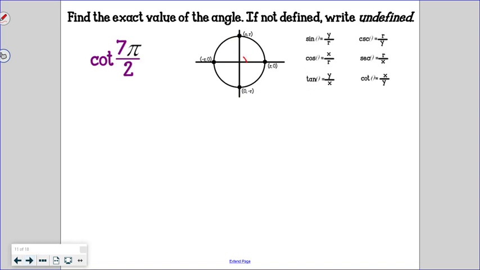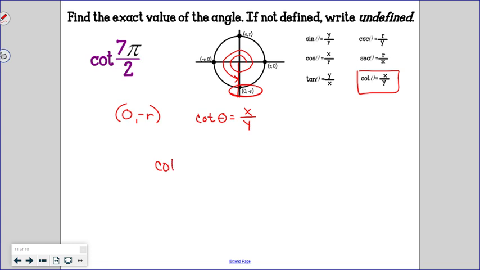I'll do that again. 1 over 2, 2 over 2, 3 over 2, 4 over 2, 5 over 2, 6 over 2, 7 pi over 2 puts us down here. That's the ordered pair I should be using. Cotangent I get from my chart for right now is our x value over our y value, and we're about to see our last option here.